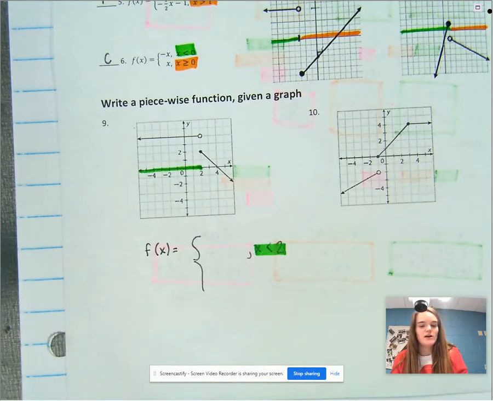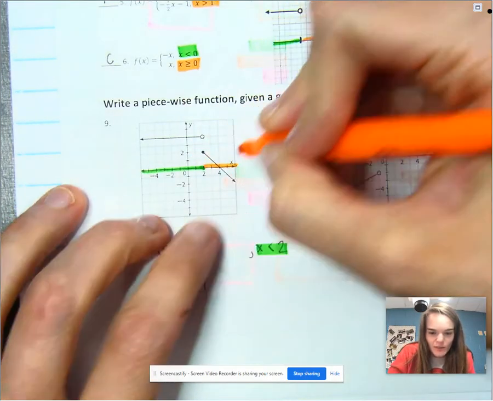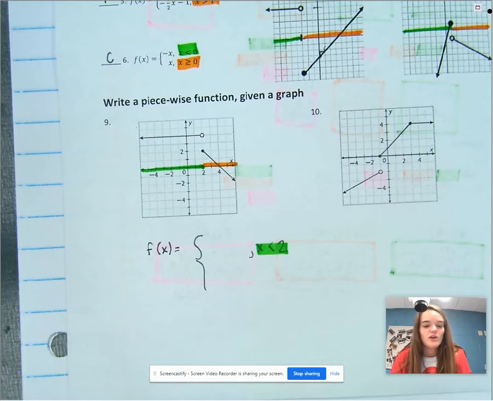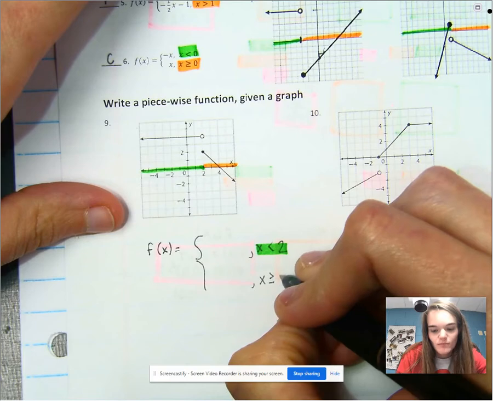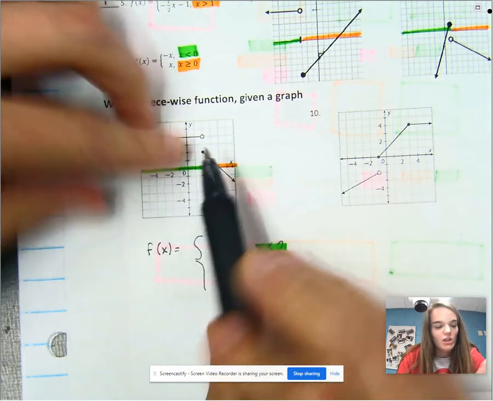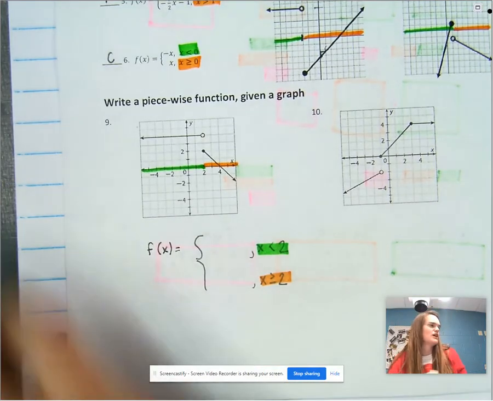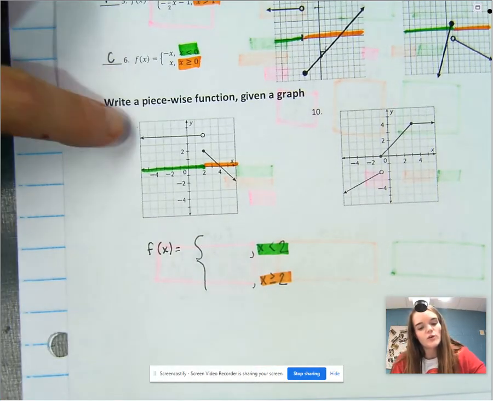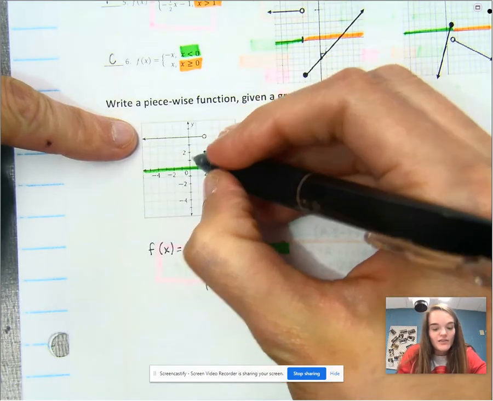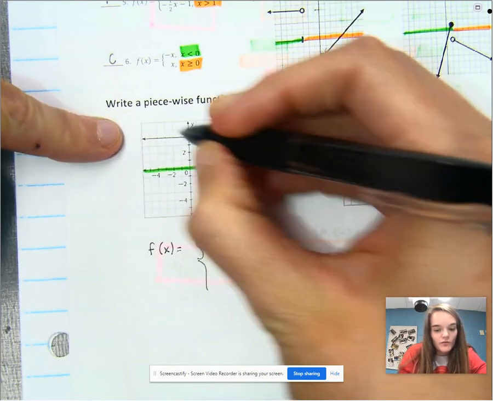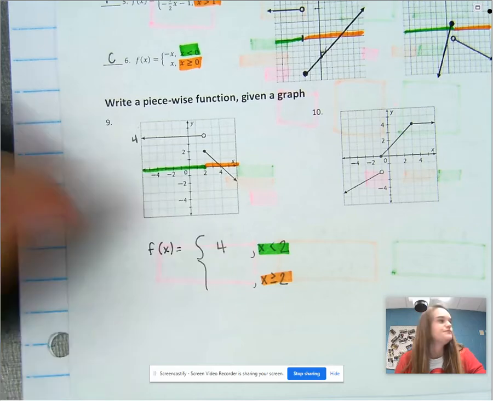Okay, now let's talk about the rest of the domain. From here, and it keeps going forever, that is when x is greater than 2. Now it is greater than or equal to 2 because it is a closed circle. Now we need to talk about the actual function. This is a horizontal line. Whenever you see a horizontal line, that means it's going to be just a number. This number is 1, 2, 3, 4. So it is 4. There's my function.